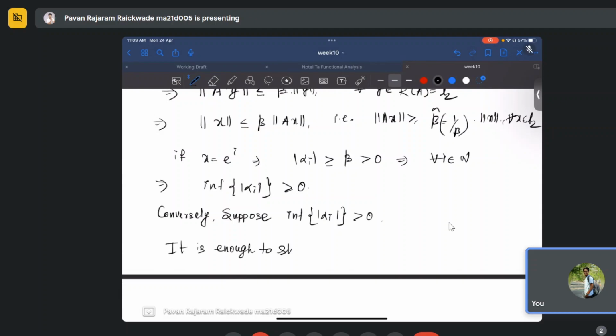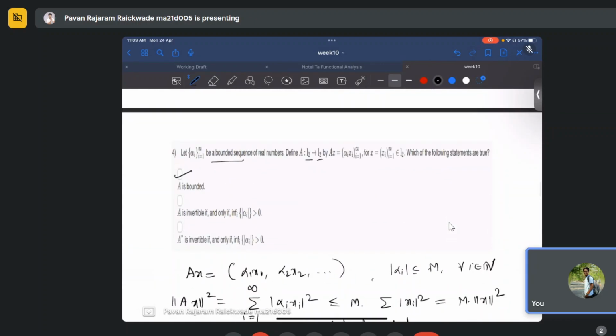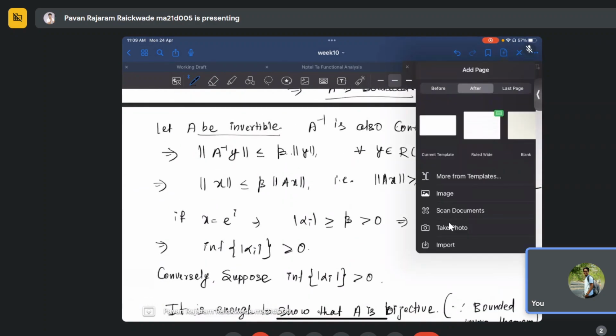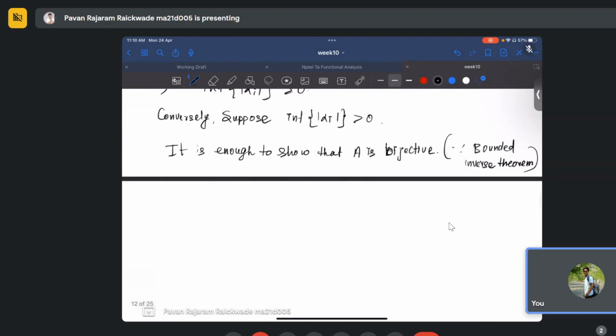It is enough to show that A is injective, A is bijective. Why? Because of the bounded inverse theorem. Once we show it's bijective, its inverse will be automatically continuous by the bounded inverse theorem, because we are in Hilbert spaces, which are Banach spaces essentially.